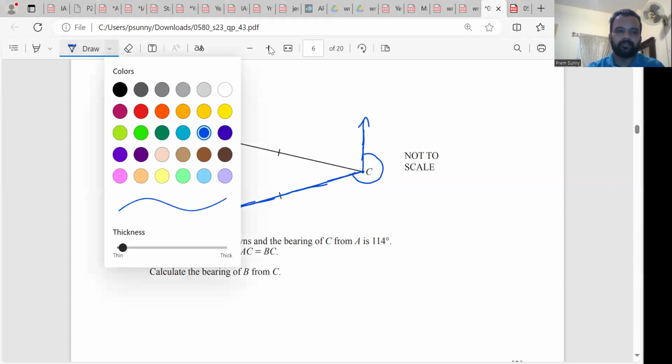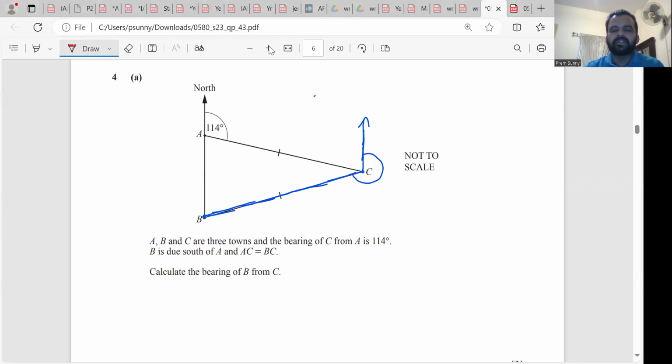Now, since these two sides are equal, the angles opposite to them are supposed to be equal. So it's a straight line. If this is 114, the angle over here will be 180 minus 114. That will give us 66. If this angle is 66, the angle over here will also be 66. It's easy to find out this particular angle here. In a triangle, the angles should add up to give you 180. So from 180, subtract 66 and 66, you will get 48. So this is 48 degrees.